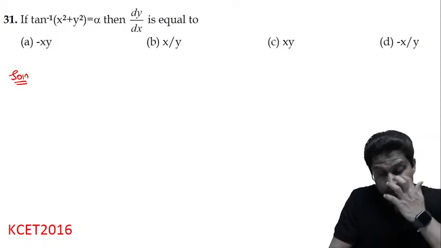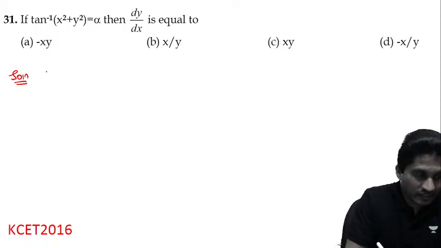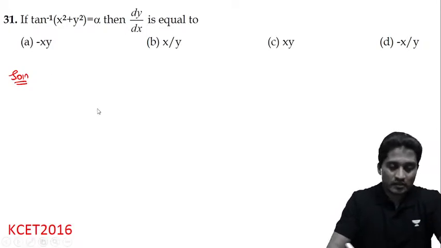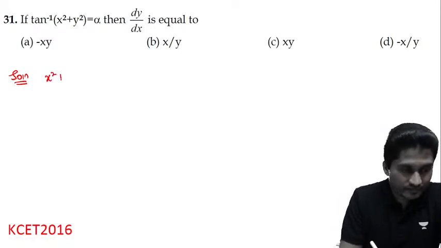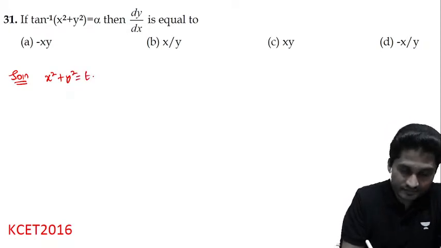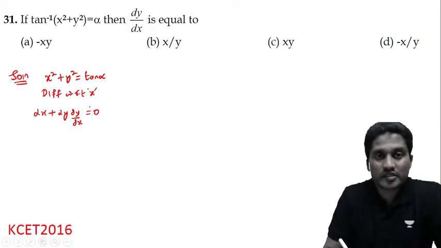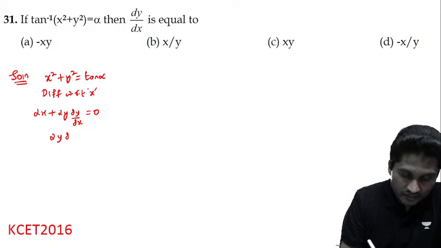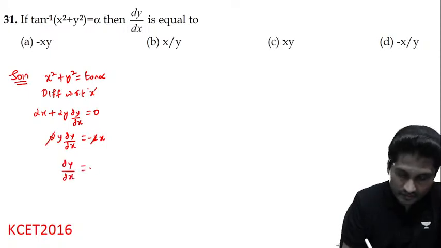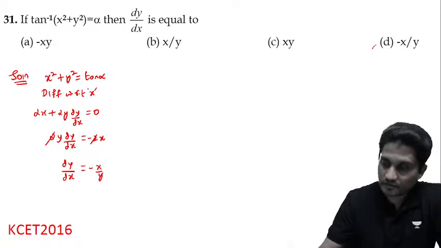If tan inverse of (x square plus y square) is alpha, then what is dy by dx? This can be written as x square plus y square is equal to tan alpha. Differentiate with respect to x. Differentiation of x square is 2x, right? And differentiation of y square is 2y into dy by dx. Differentiation of tan alpha is 0 because it is constant. So 2y into dy by dx is equal to minus 2x. 2 and 2 cancel. dy by dx is equal to minus x by y. Okay, answer is option D.